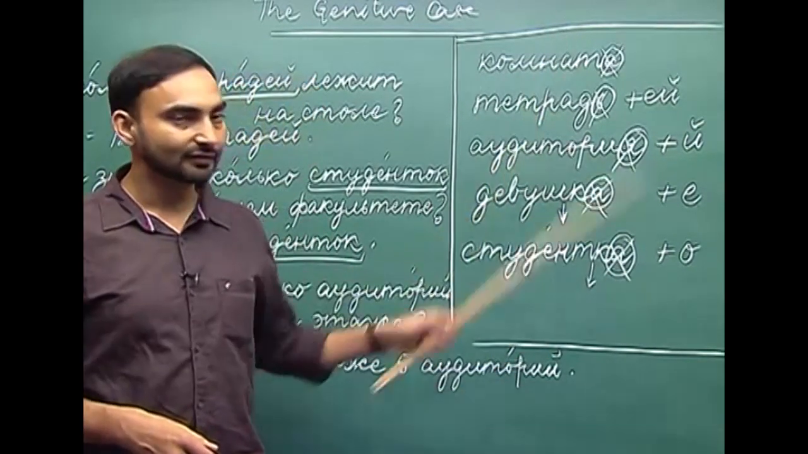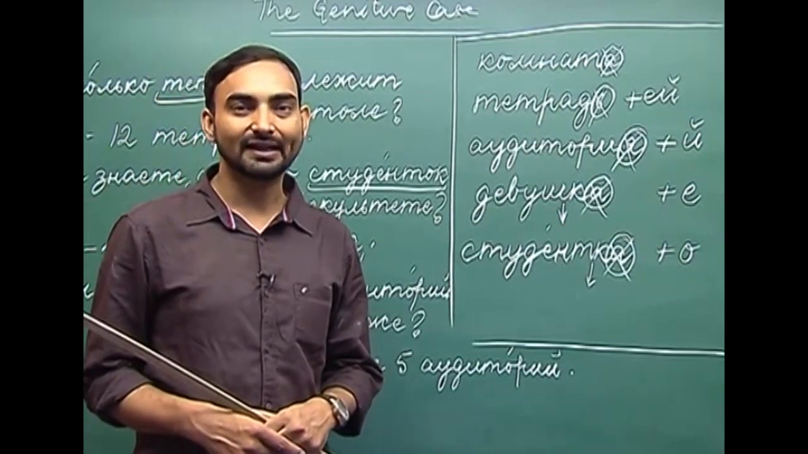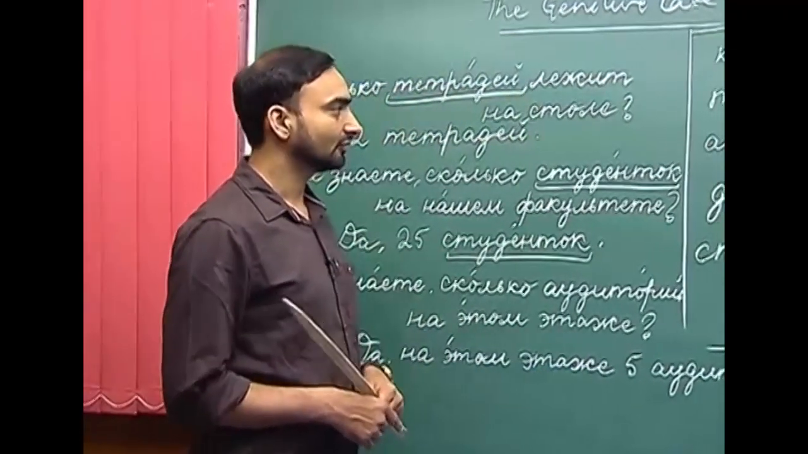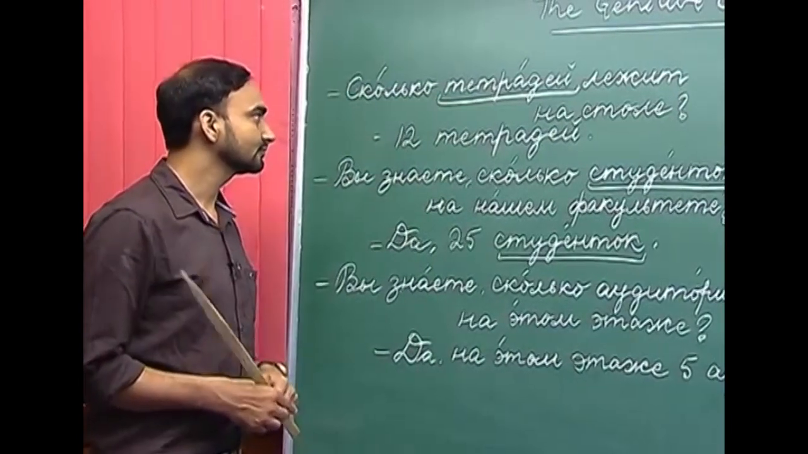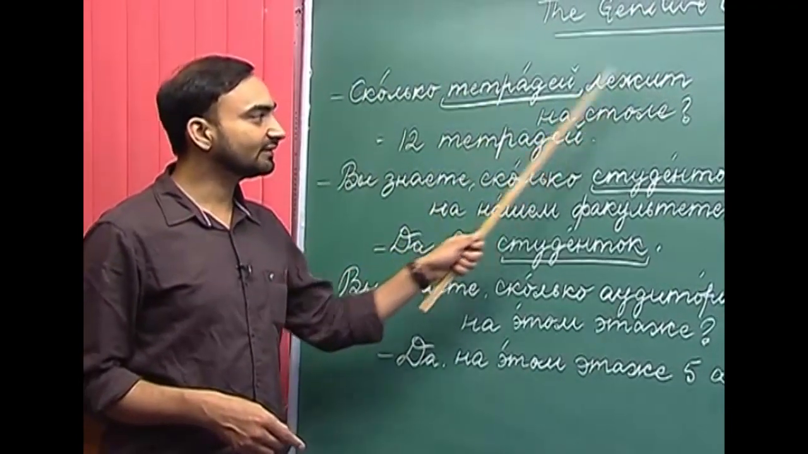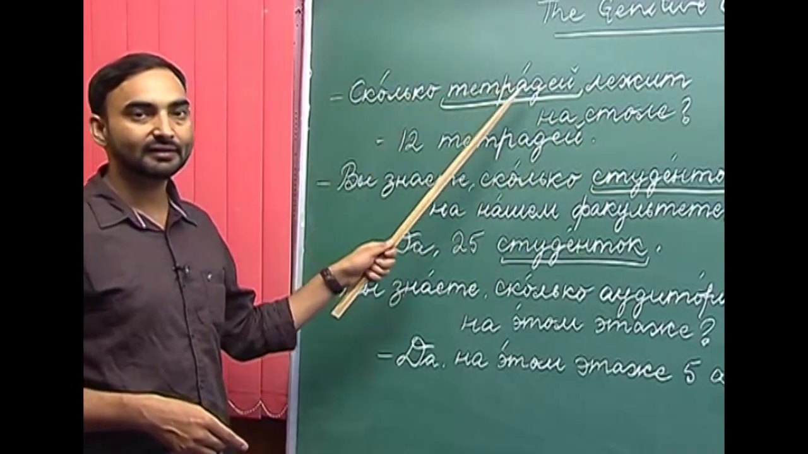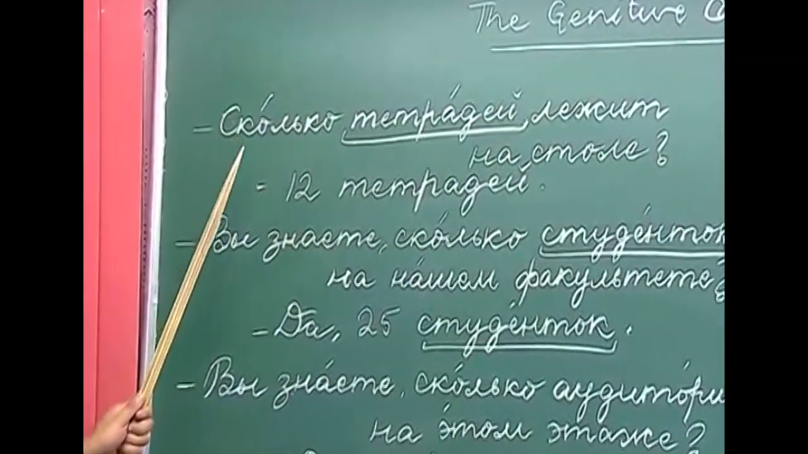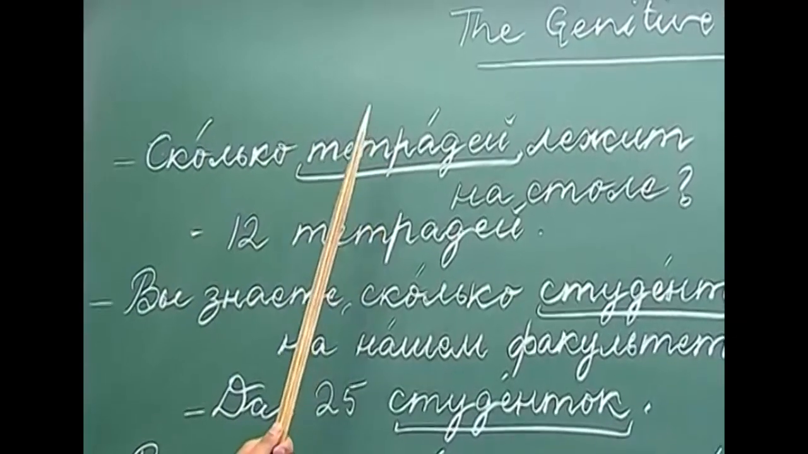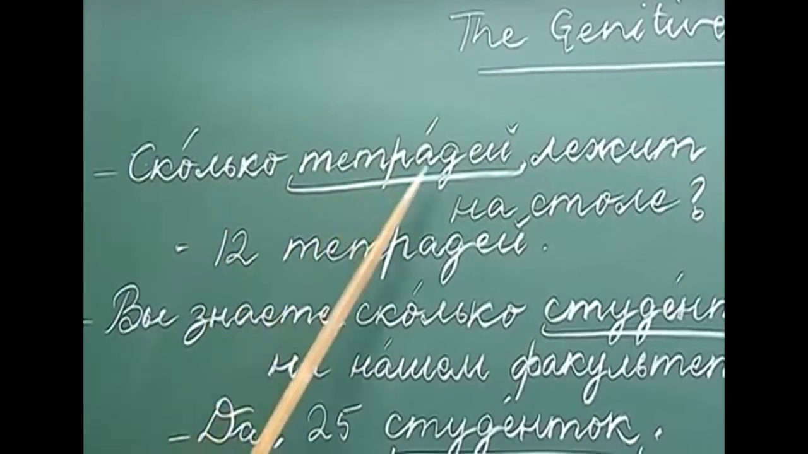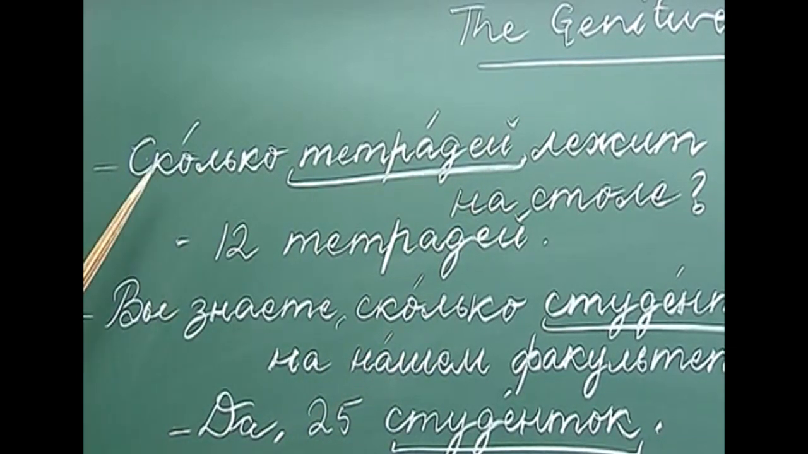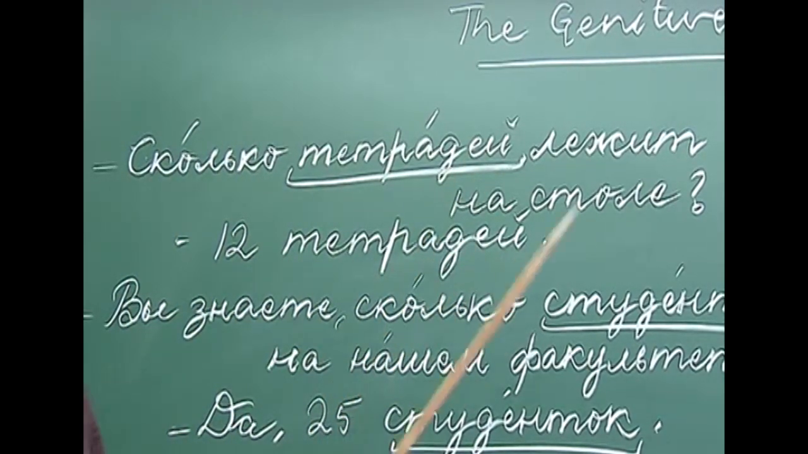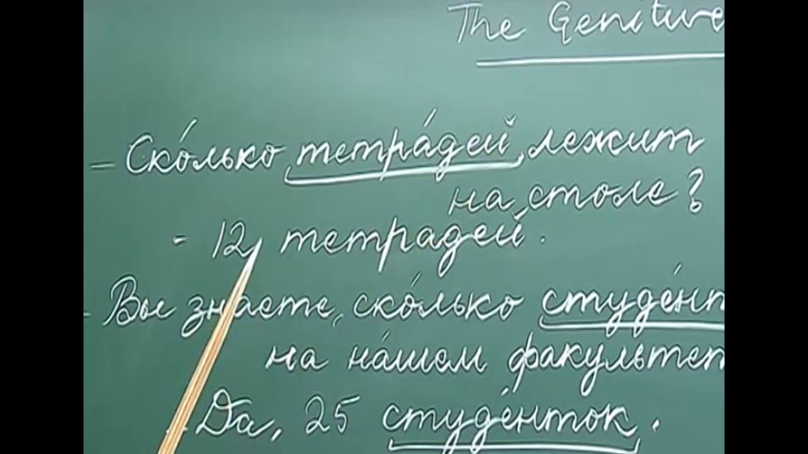So these rules you have to keep in mind while declining the feminine nouns in plural in the genitive case. So let's look at some of the examples. Skolka chitraji lishit nastalye. How many notebooks are lying on the table? So after skolka, we are supposed to use the genitive plural. That is why chitraj has become chitraji. Dvinatsa chitraji. So there are 12 notebooks lying on the table. On nastalye, lishit dvinatsa chitraji.